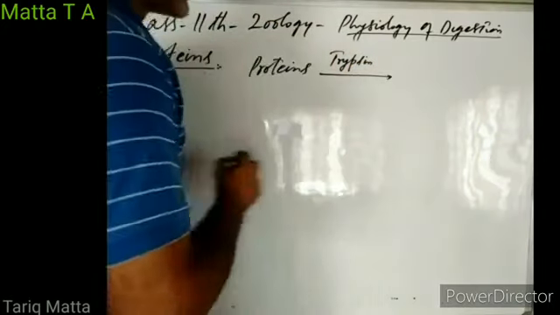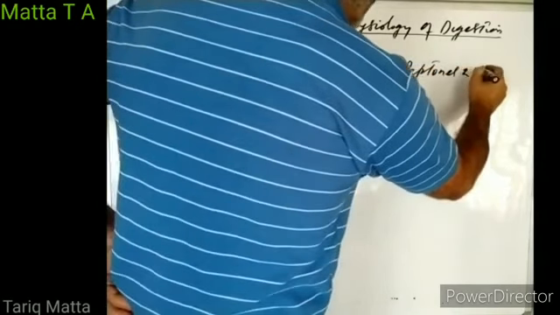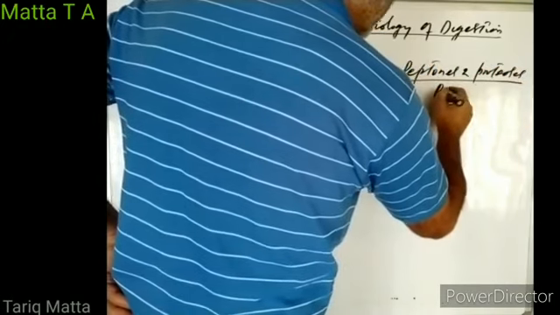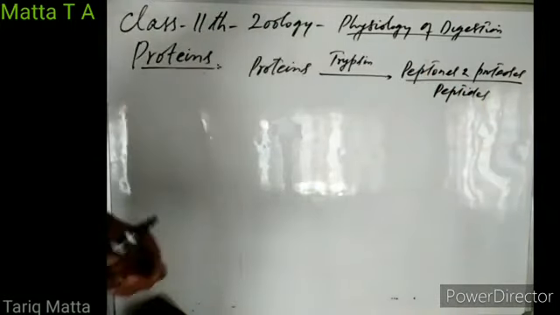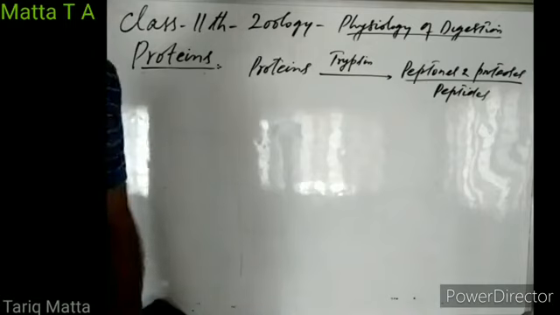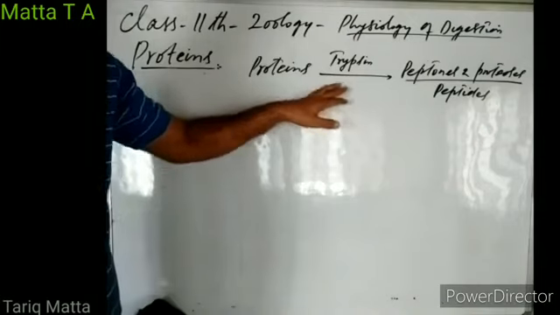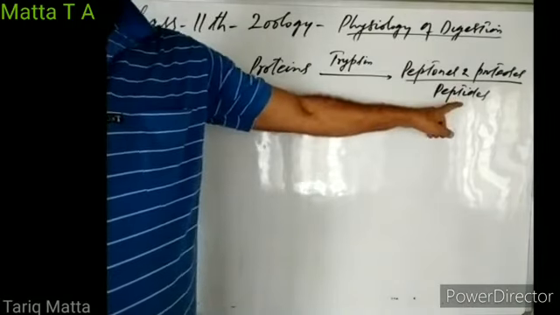Trypsin is an endopeptidase, and it converts them into peptones and proteoses, collectively known as peptides. So protein digestion started in the stomach. Some of the proteins were digested in the stomach by the action of pepsin, but pepsin could not digest all the proteins, so some remained undigested. As those proteins reach the small intestine, they are acted upon by trypsin. And trypsin, being an endopeptidase, converts these proteins into peptones and proteoses, known as peptides.